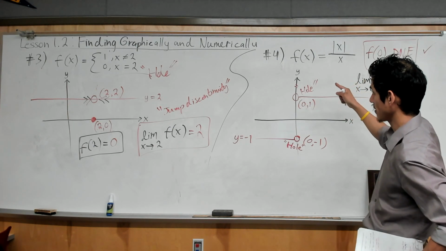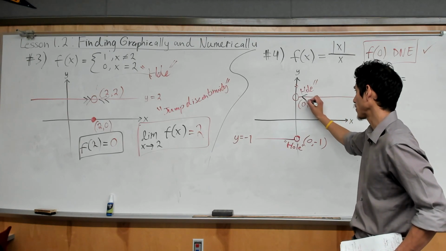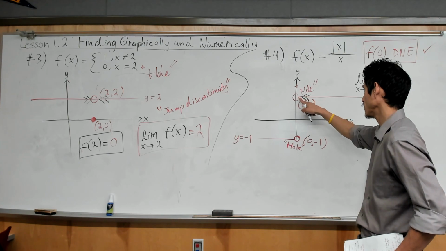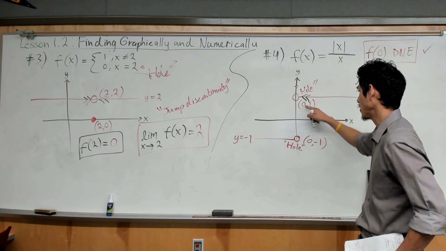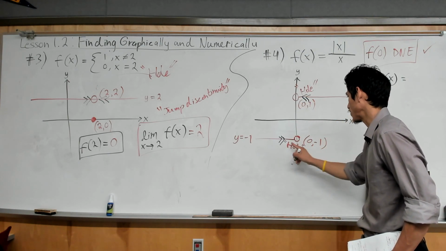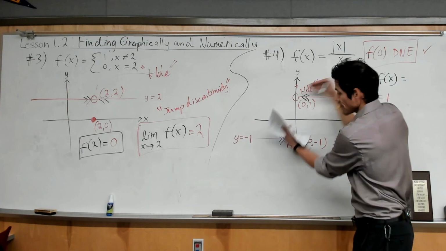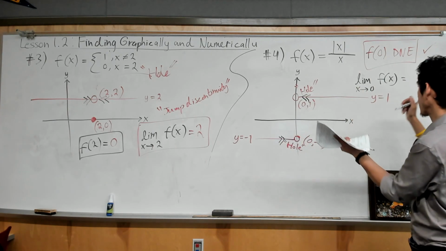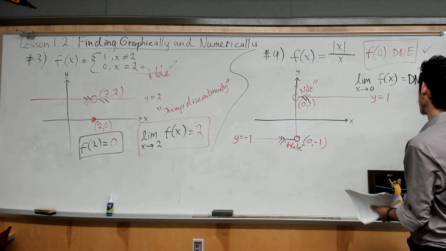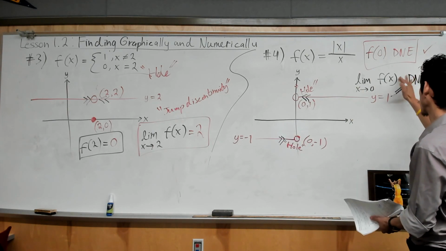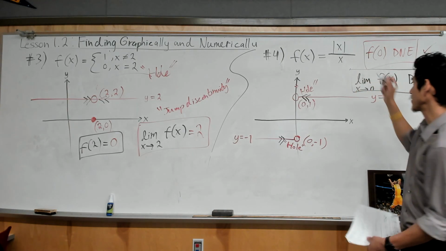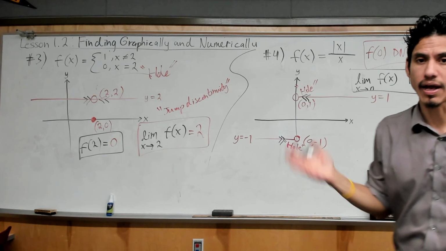Now you're noticing, on the right side it's going to this open circle. On the right side it seems to be going to 1. But on the left side it's going to -1. So they're not going to the same point. So when we're not going to the same point, that also means the limit does not exist. I guess technically you shouldn't write undefined, but we can say it does not exist.